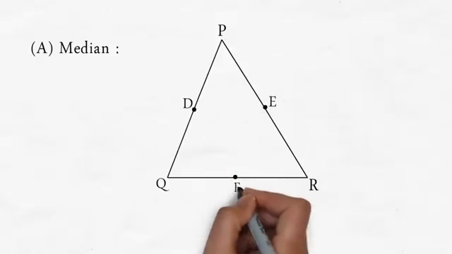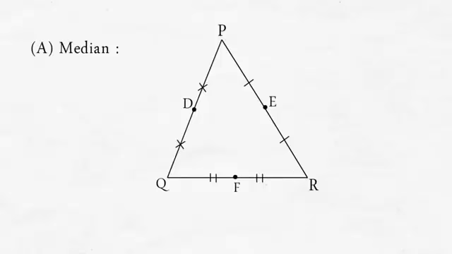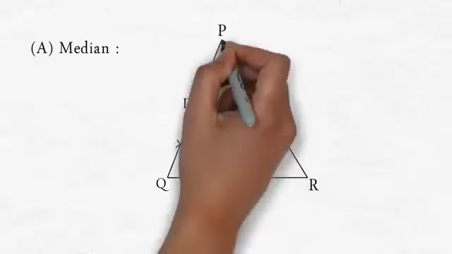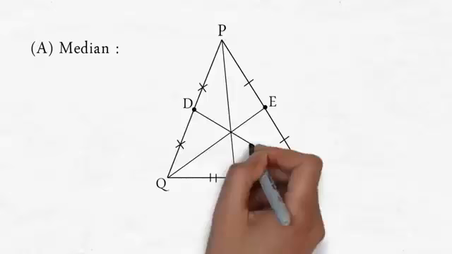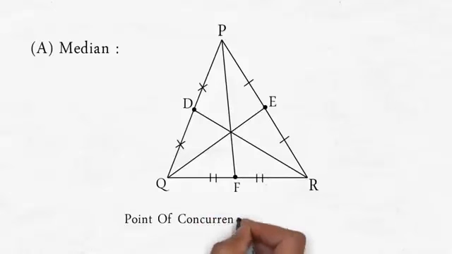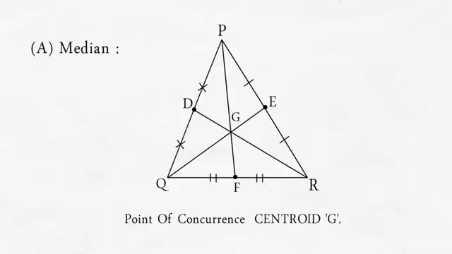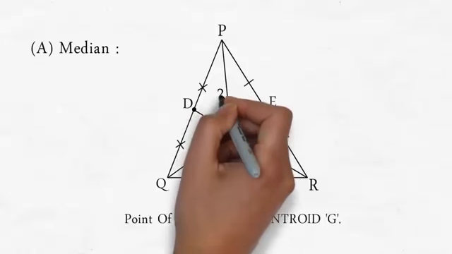Triangle PQR. D, E, F are midpoints of PQ, PR, and QR respectively. Segment PF, segment QE, and segment RD are the medians. The point of concurrence of the medians of a triangle is called the centroid of the triangle. The centroid divides each median in the ratio 2:1.